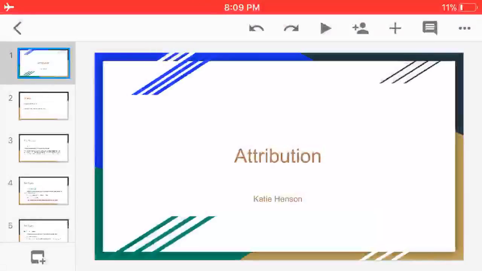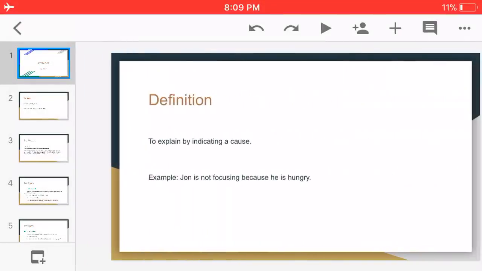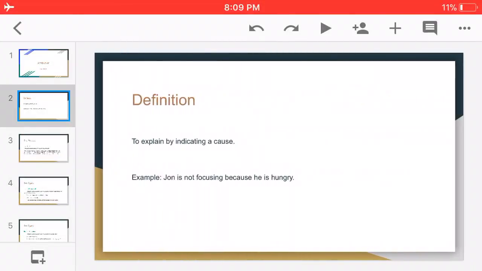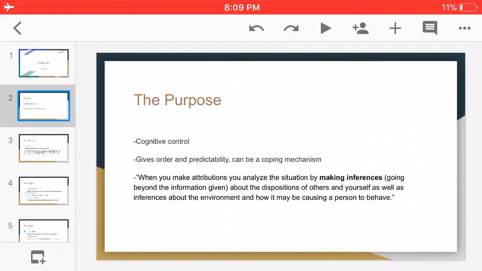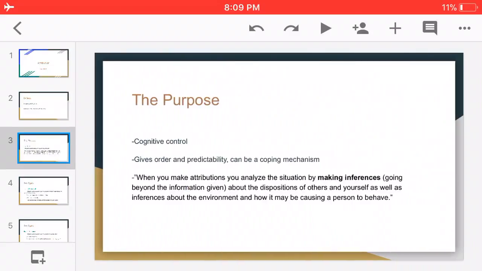So I did my presentation on attribution. It's a psychological aspect. Attribution is to explain by indicating a cause. So an example of an attribution would be, John is not focusing because he's hungry. The purpose of attribution is to give us cognitive control. It allows us to have order and predictability. It can be used as a coping mechanism to help us understand the world around us.